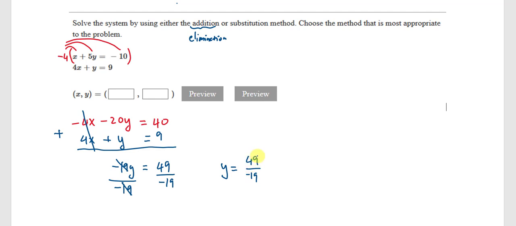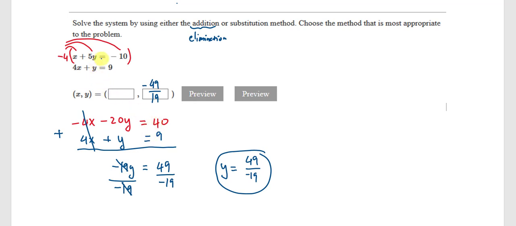It looks like they don't have any common factor, right? So that's the answer for y. So y is 49 over 19. You can place the minus here, doesn't matter, right? Top or the bottom, the same thing. And then once you get y, you have to solve for x. Okay, so I have to solve for x.